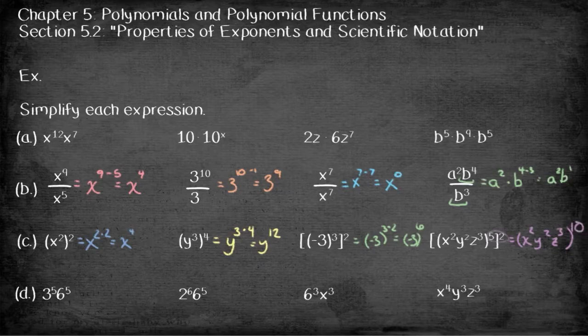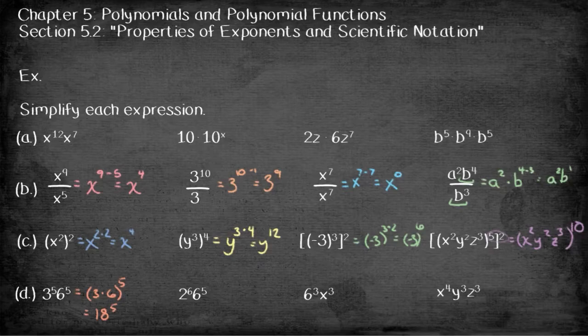All right, next up, some practice with collecting exponentials under the same parentheses. So 3 to the 5th times 6 to the 5th. I can rewrite that as 3 times 6 to the 5th power, or 18 to the 5th power. Next up, we have 2 to the 6th times 6 to the 5th.